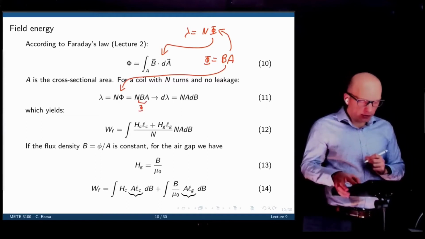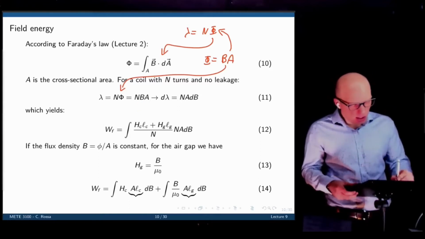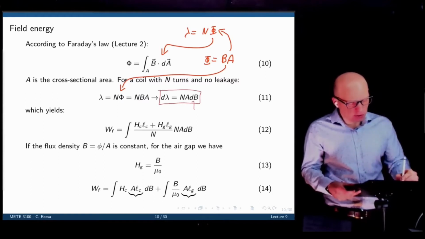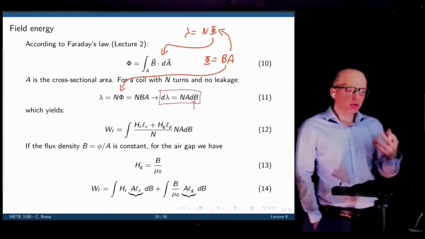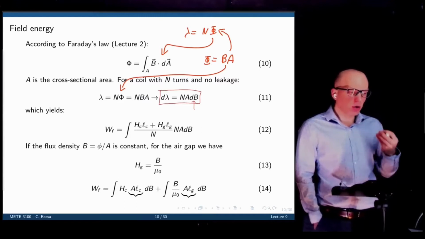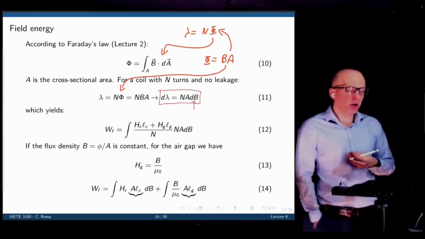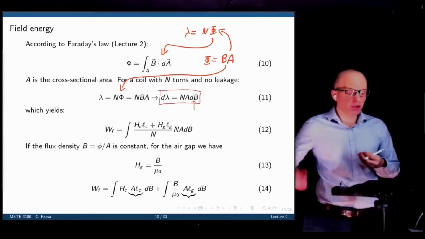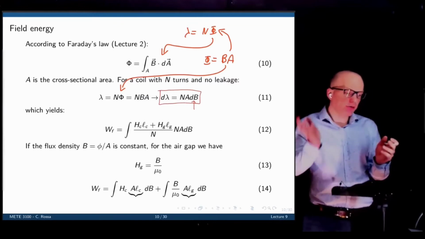If you now take the derivative of that, a small change in the magnetic flux linkage will likely occur from changes in the magnetic flux density. Not on the number of turns, those are constant, not on the solenoid area, that is also constant. The only change in the magnetic flux linkage must come from changes in the magnetic flux density. And that's why if you take the derivative of lambda, that is N A dB. Only B is changing, everything else is constant.